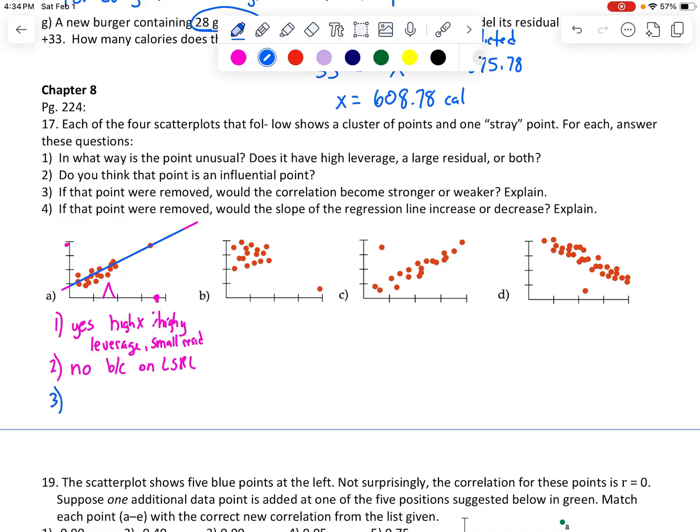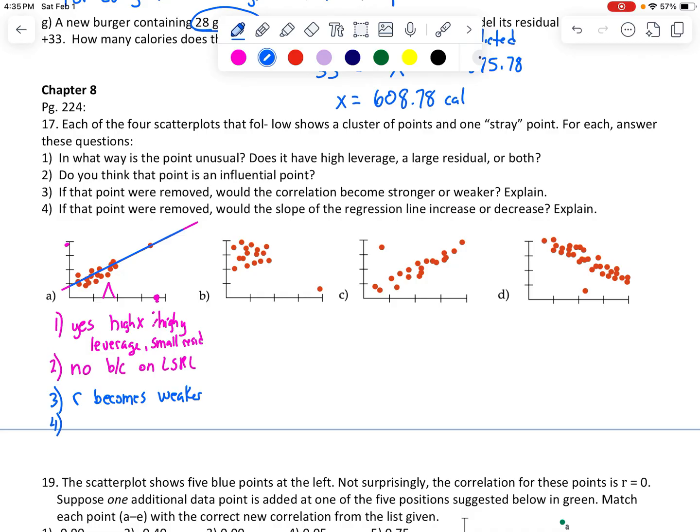Number 3, if that point were removed, would the correlation become stronger or weaker, okay? And my R becomes weaker. Width provides strength, okay? The wider it is, the stronger, the more effect it has. We didn't go through the formula on how R is calculated. It has to do with the standard deviations of X and Y. And because I have a large outlier in the X direction, the standard deviation of X changes, and so therefore it has a major bearing on R, but we didn't have to get into that in this class, so we're not. Okay? Again, width provides strength, therefore R becomes weaker.